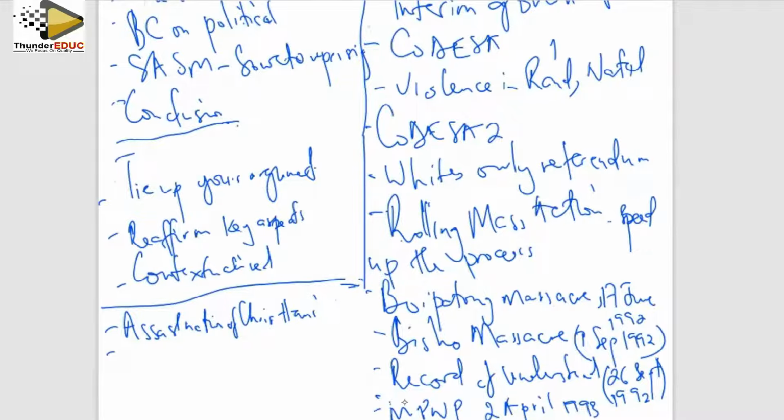Then we can also talk of the continuation of the discussions at the World Trade Center, whereby there was disturbing violence by the right-wing AWB, who came to disrupt the negotiation process. The AWB, who came to disrupt the negotiation process at the World Trade Center. Then we can also look at the Heidelberg Tavern massacre, where 26 people were massacred. This was in June 1993. Then we go on to the interim constitution in November 1993. There was the interim constitution.